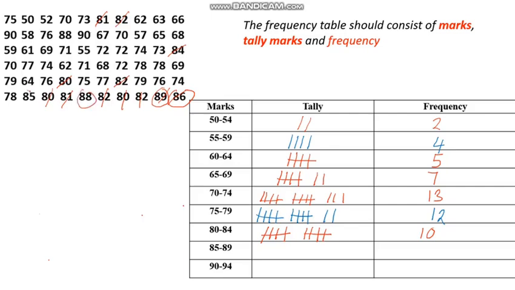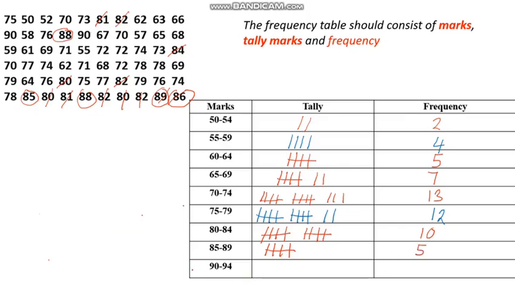3, 4. What else? So 4. What else? 4, 5. Remember, it's 85 up to 89. So that's all. 1, 2, 3, 4, 5. So you write here 1, 2, 3, 4, 5. So here you are going to write a 5.